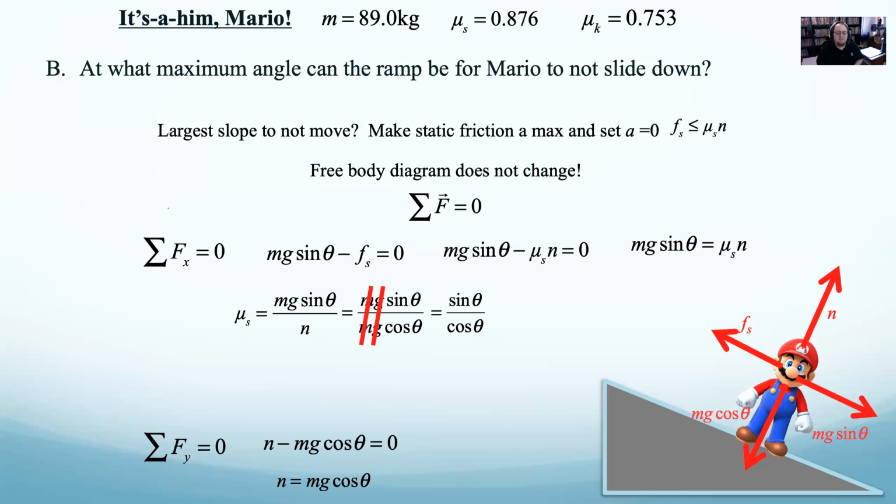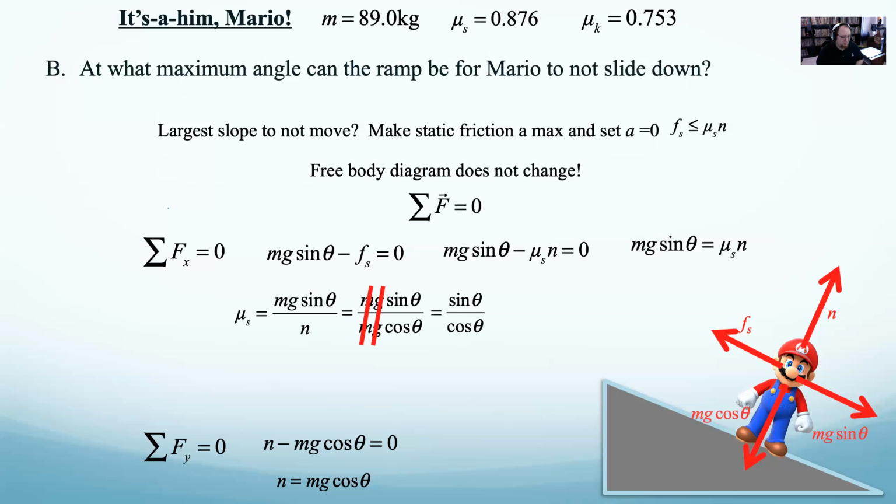Now this is kind of interesting. That means that mass doesn't matter. Mario standing on the ramp will start sliding at a set angle. Luigi on the ramp will slide at the same angle. Just his shoe without him in it on the ramp will slide at the exact same angle. All that matters is the coefficient of friction.